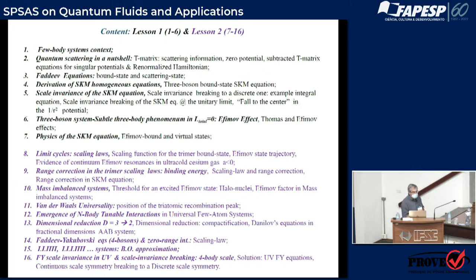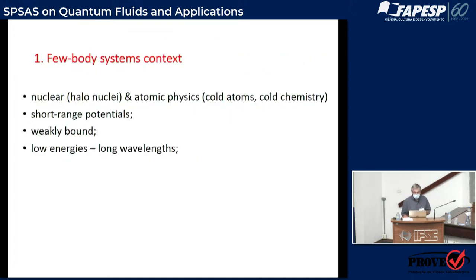The range correction, because, of course, the potentials are not exactly of zero range, and then go up to the four-body problem. Okay, so the context. We have to think about the application of these kind of ideas, namely very large systems and short-range interaction.